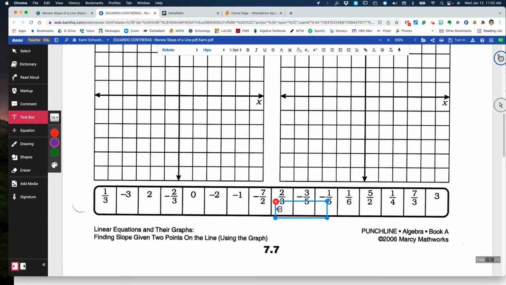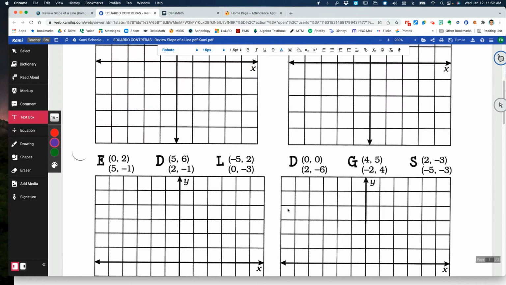Like so. Okay? The rise was 2, the run was 3. There it is. Any questions? Okay, let's do a couple more from that section. All right, let's go back.